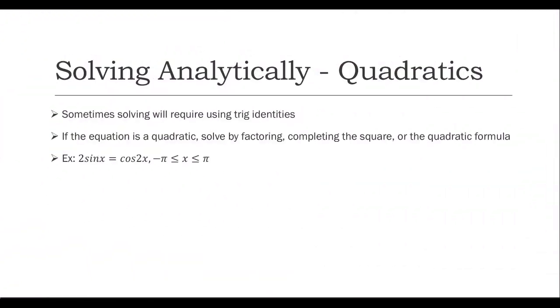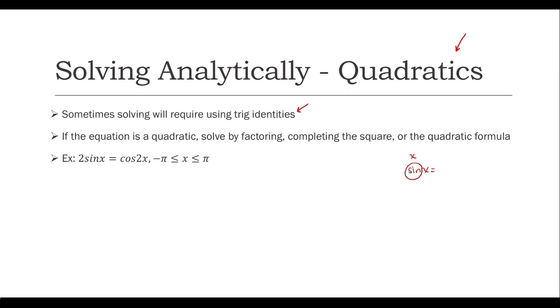A lot of times when solving analytically, we'll come up with quadratic equations. And to get to that point, it might require using trig identities. So if the equation is a quadratic, you can solve by factoring, completing the square, or the quadratic formula. An important thing to note, however, is that when you factor, complete the square, or use the quadratic formula, instead of solving for x, you're solving for sine or cosine of x. So you'll then need to do your inverse trig function to find your actual x value.